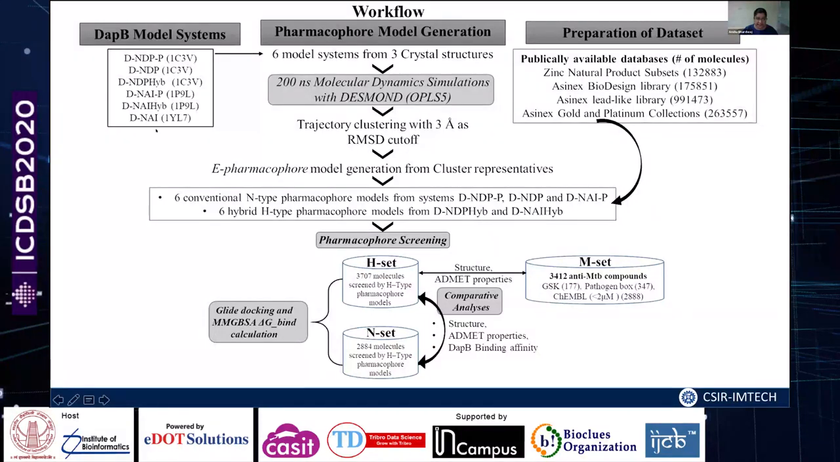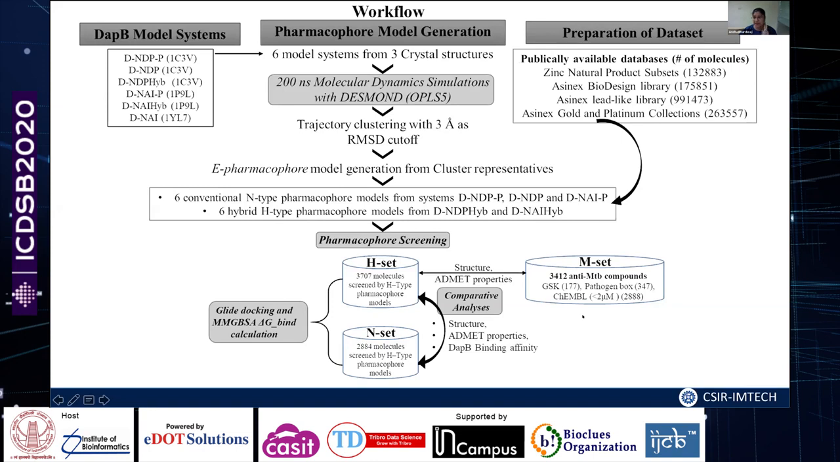So we generated 6 model systems. Don't worry about all this. This was done in Schrodinger, but we are also trying to do it with open source applications. So you basically do pharmacophore model generation. We let this MD simulation run for 200 nanoseconds and pick up trajectories which are representative of the interaction features that are being generated. And it led to conventional, as in the cofactor binding, pharmacophore features, as well as the hybrid molecule, the hypothetical molecule interaction features. And then we took ZINC, Asinex, and several other libraries put together, and we did an e-pharmacophore screening on entire libraries.